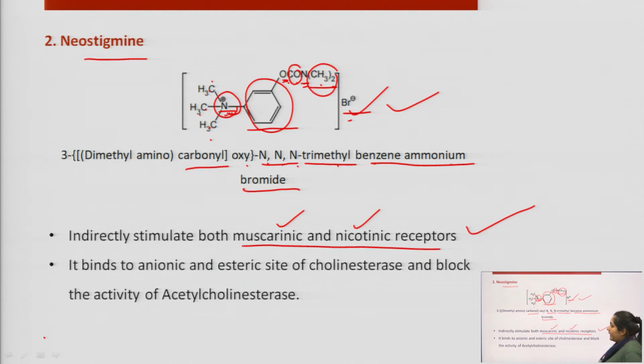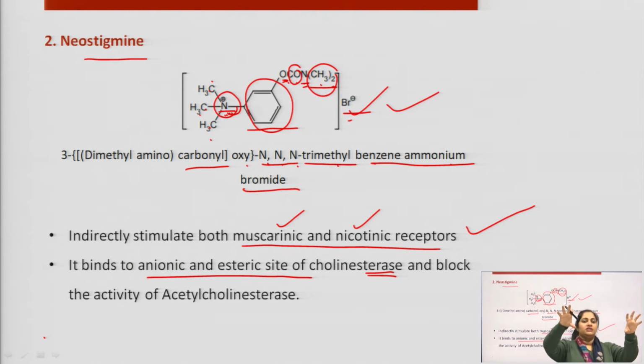Now, they will bind to the anionic and ester site of the cholinesterase enzyme, and hence the cholinesterase enzyme will not be able to perform its action. So, cholinesterase would not be able to hydrolyze acetylcholine.